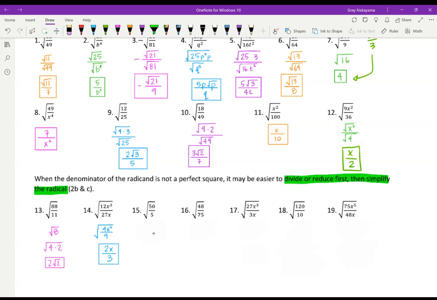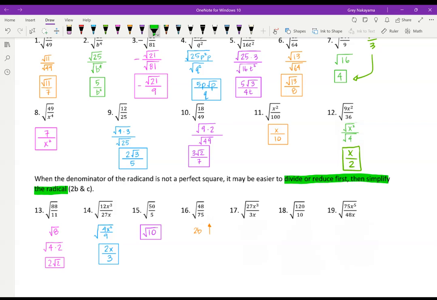50 divided by 5 is 10. Square root of 10, I no longer have a fraction as the radicand or radical in the denominator. Number 16 is 2b up at the top. Example 2b. We talked about it yesterday.